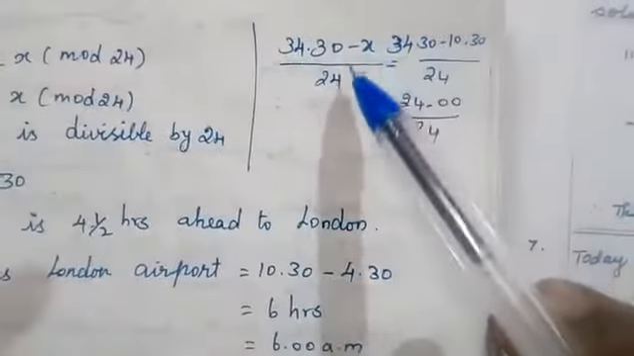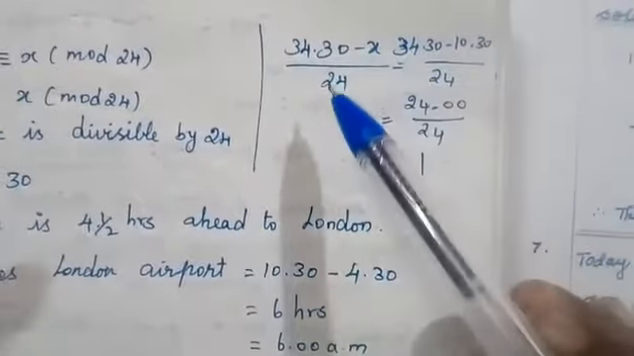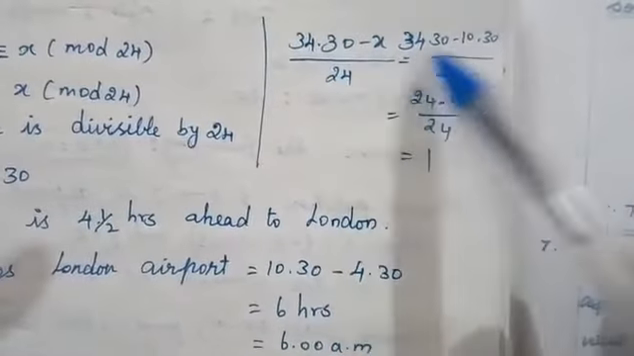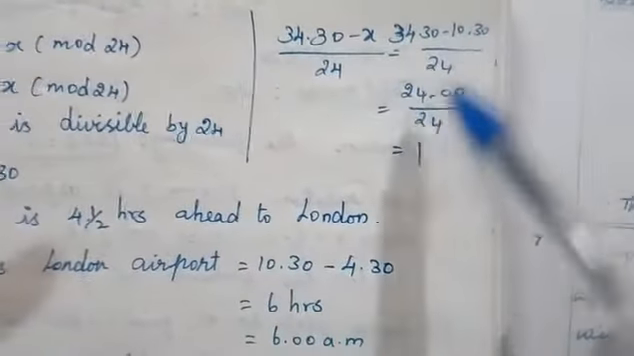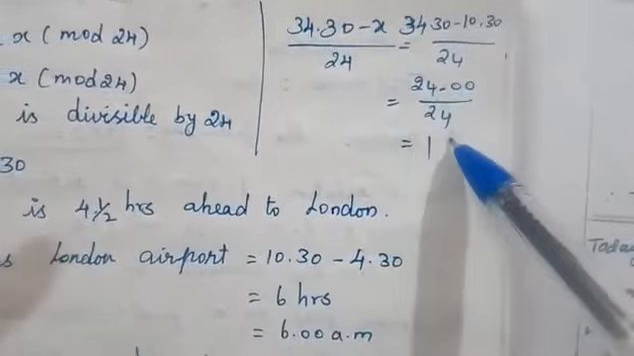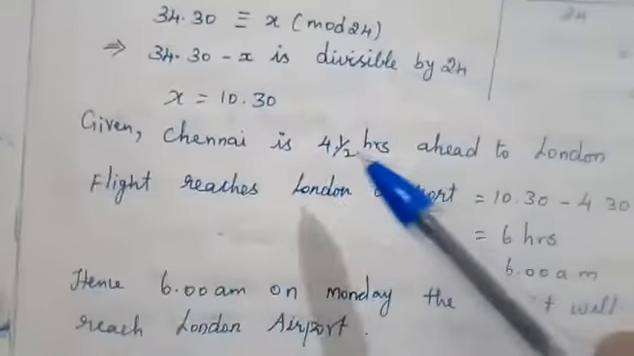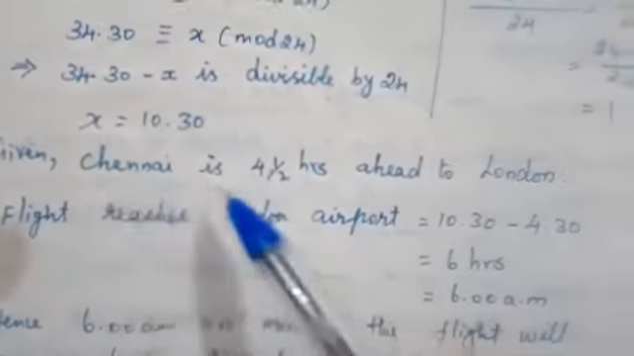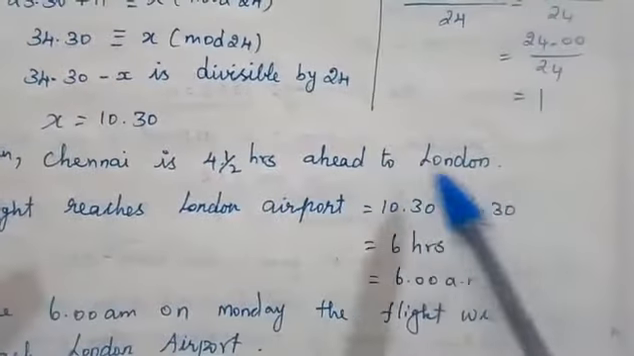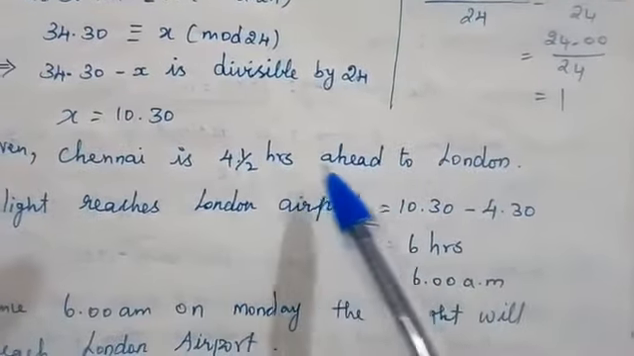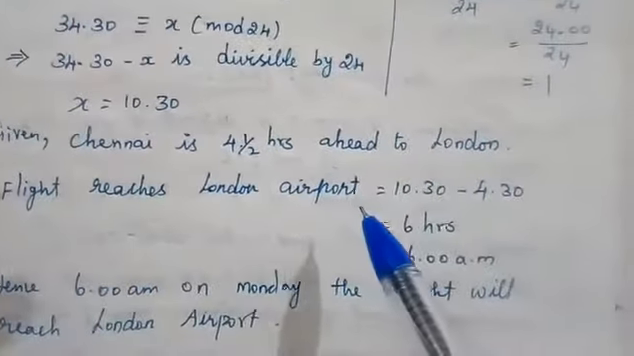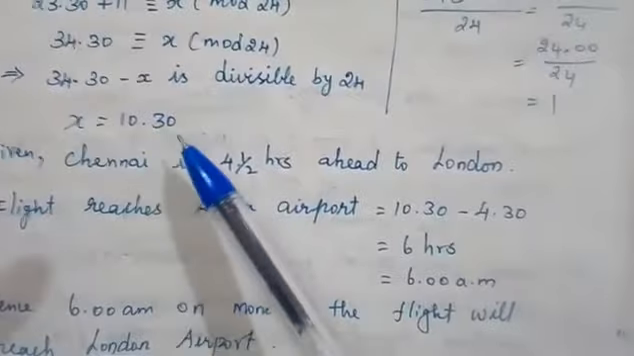What value should we apply for x? To get it exactly divisible by 24, we have to subtract 10:30, so that we get 24, which is divisible. So the x value is 10 hours 30 minutes. Given that Chennai is 4.5 hours ahead of London, the flight reaches London airport at 10:30 in Chennai time.